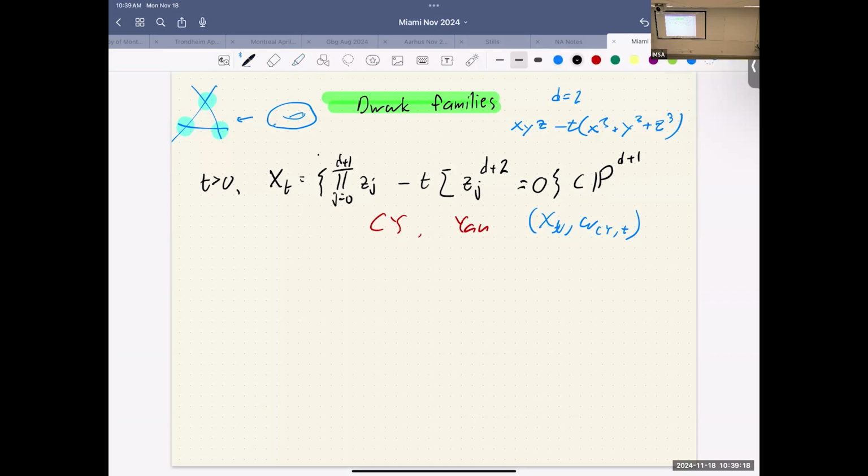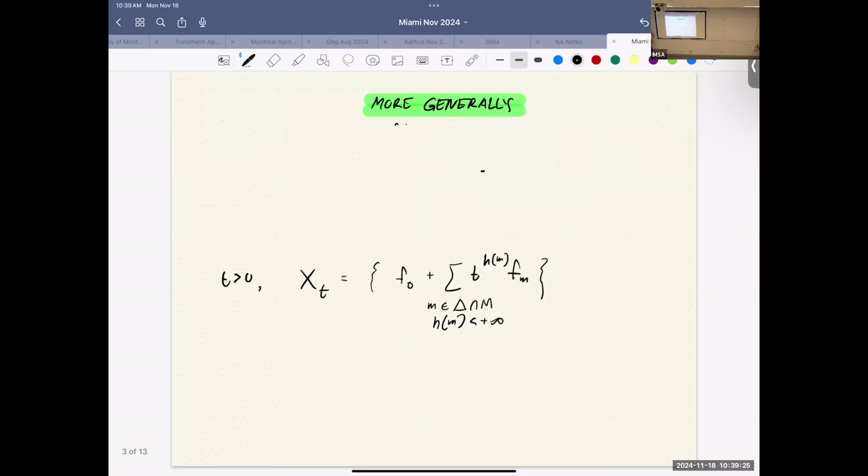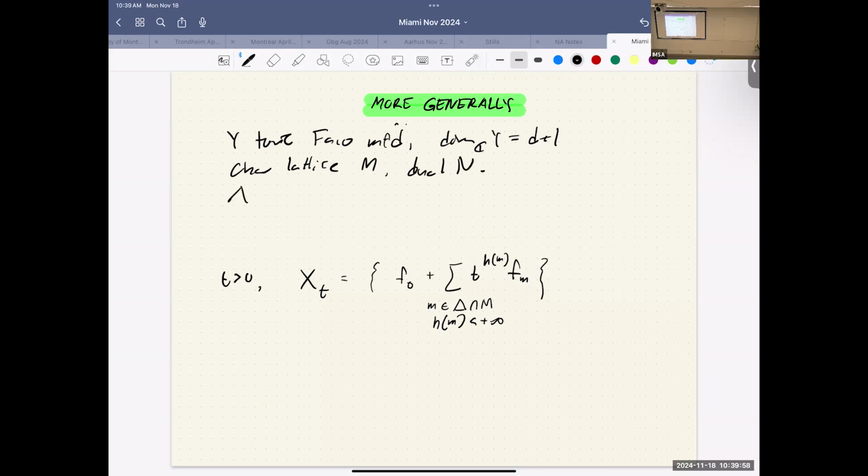I'm going to move to a slightly more general setting. We're going to look at hypersurfaces in toric Fano manifolds. So I'm going to start with Y, a toric Fano manifold, and its dimension is p+1. Then this is my p+1 dimensional projective space. I get the character lattice M with dual N. Then we have a moment polytope in M_R, just the corresponding vector space, and we've got a dual vector space as well.